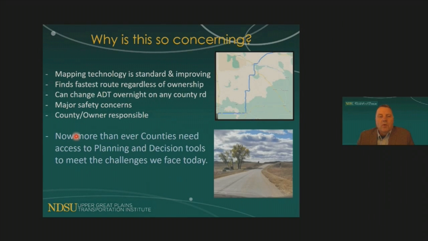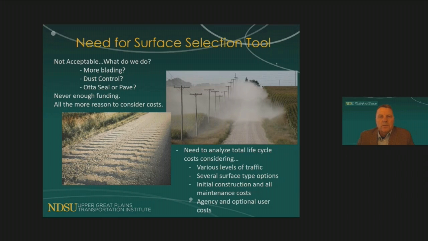So I think more than ever, the counties really need access to planning and decision tools like what we're going to talk about, so that they can quickly respond to some of these challenges that we're facing today with new technology and how this routing is working. So I'm going to begin with talking about the need for the surface selection tool, and you can see there's a couple images here that you've probably seen in your counties before.